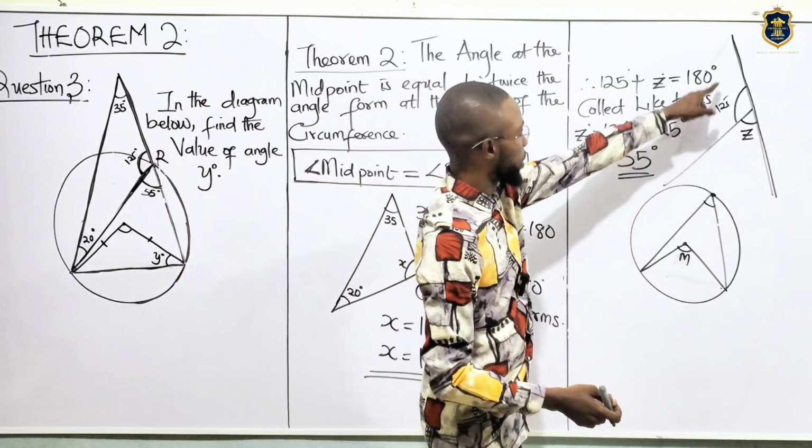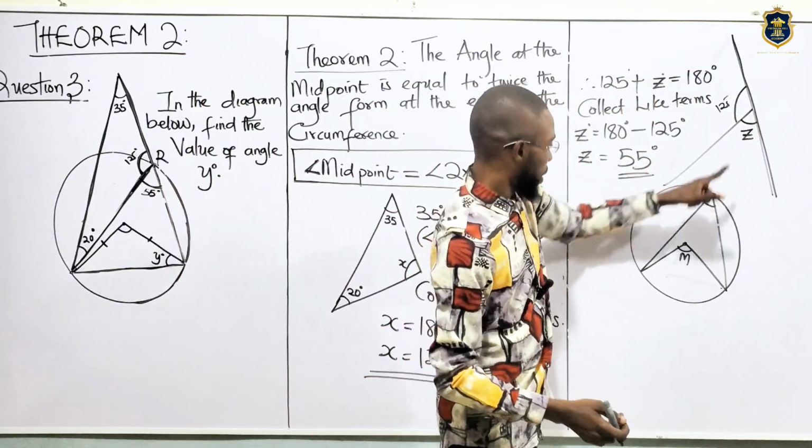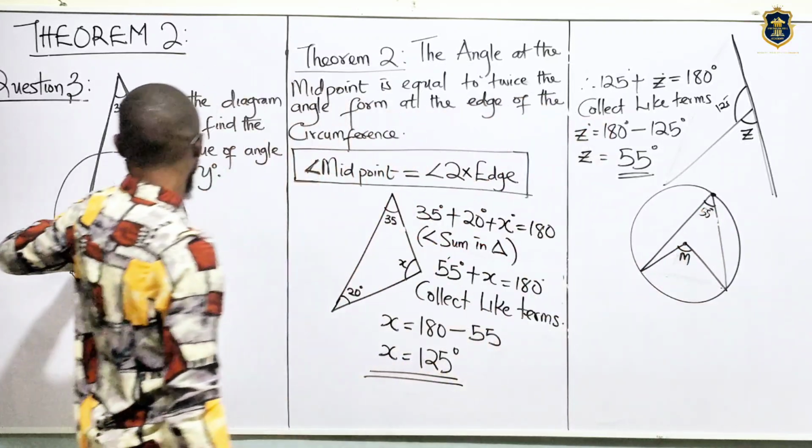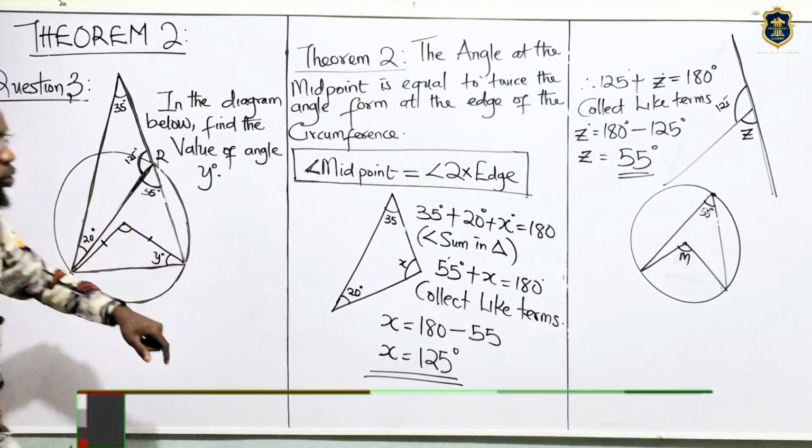We have to look for this angle and then use the angle in the straight line to get Z. And Z is this, which is 55 degrees. If you look at it from the triangle, from the circle, it's 55 degrees here. So what do we do?